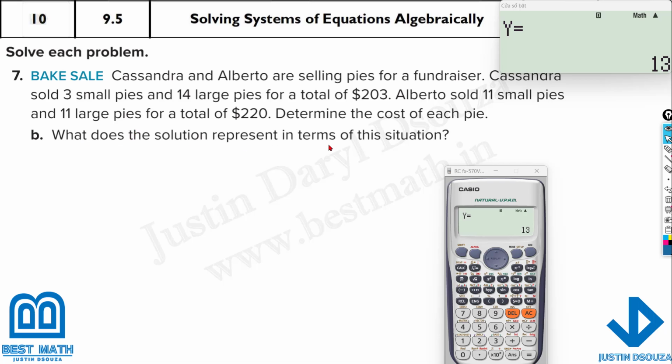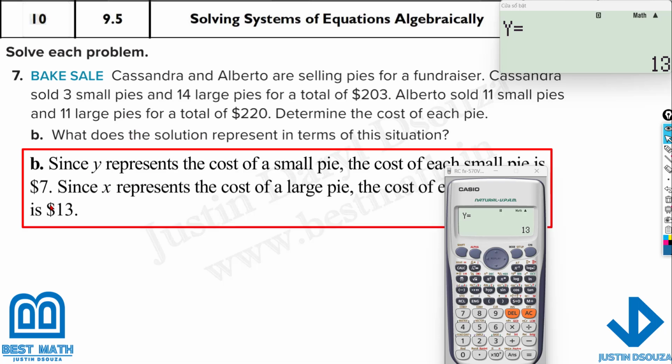What does the solution represent? The solution tells us $7 is the cost of the small pies because that was the x value, whereas $13 is the cost of large pies.